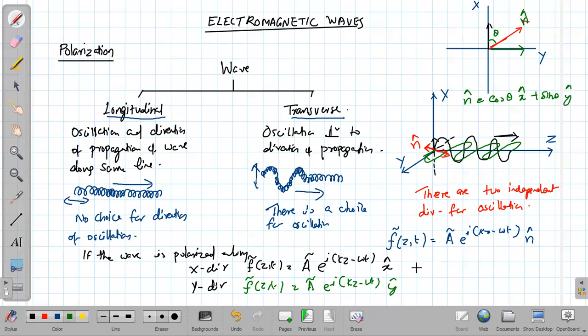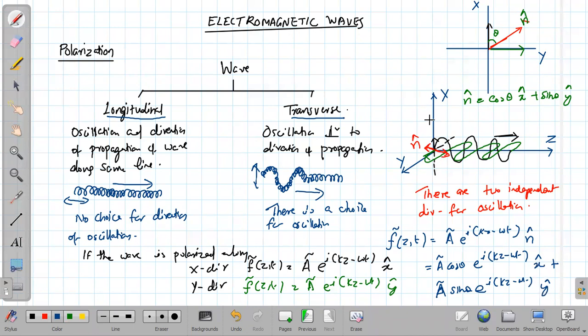So therefore this can be written as a tilde, that is a tilde cos theta e raised to i(kz minus omega t) x cap plus a tilde sine theta e raised to i(kz minus omega t) y cap. Okay, so remember this n cap is the most general representation. So this can be resolved into two polarizations, the superposition of x polarization and y polarization.